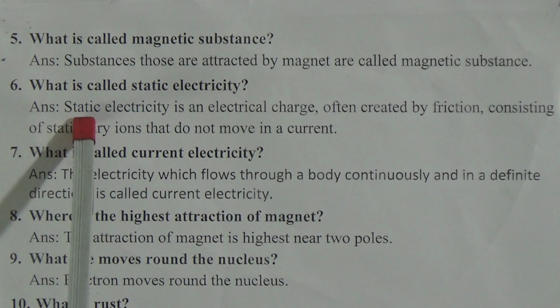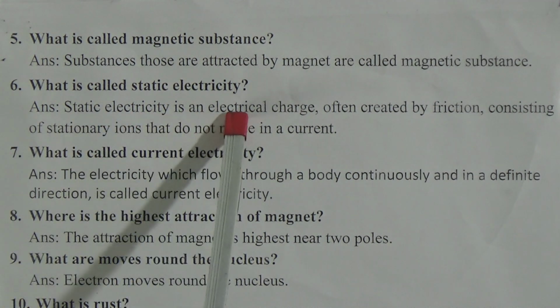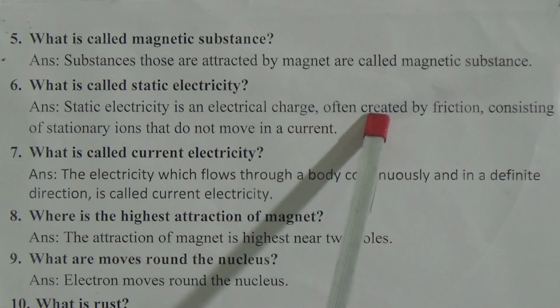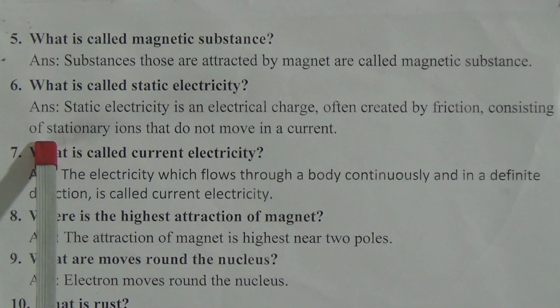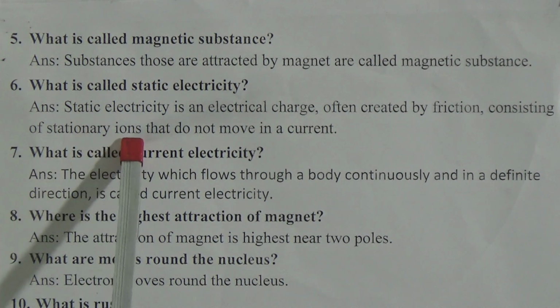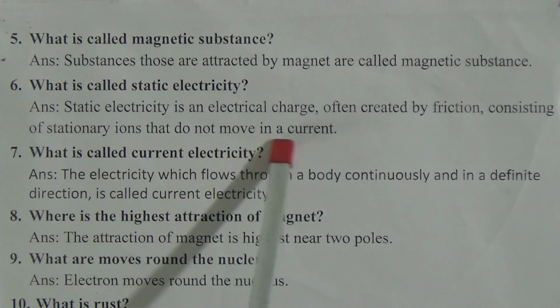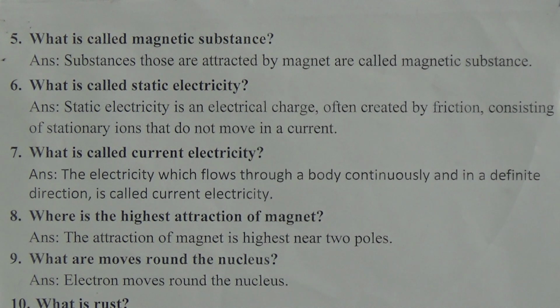Number 6, what is called static electricity? The answer is, static electricity is an electrical charge often created by friction consisting of stationary ions that do not move in a current. Number 7 is, what is called current electricity? The answer is, the electricity which flows through a body continuously and in a definite direction is called current electricity.